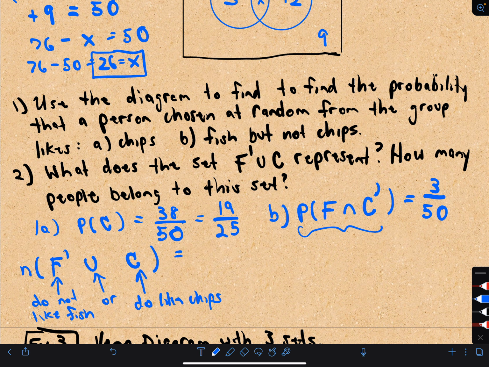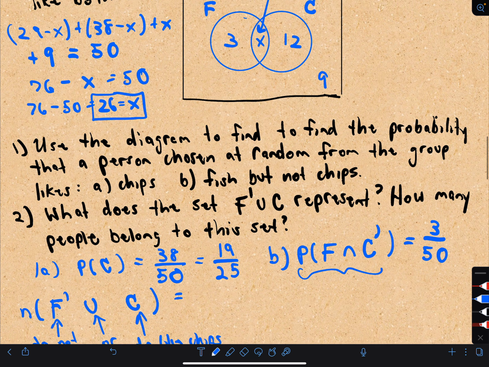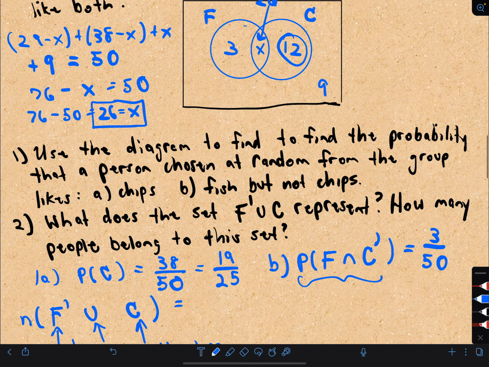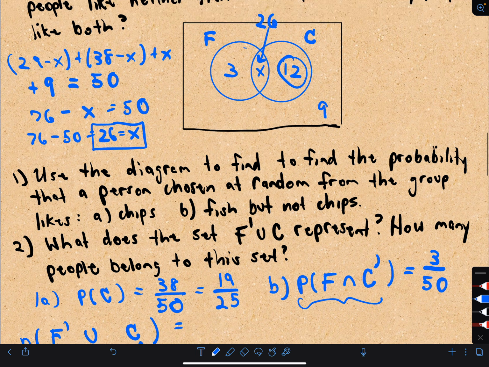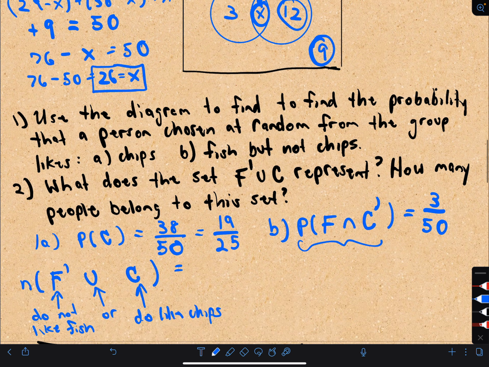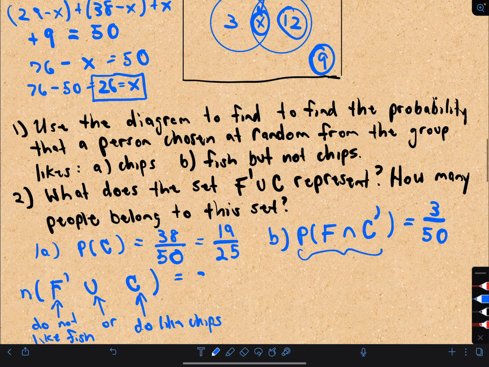So let's see. If they don't like fish, that means they do like chips. And again, as long as they like chips, that's okay as well. So we'll also include this overlap. And then we'd also include the people that don't like either. So in this case, we would have our value of x, which we said is 26, plus 12, plus 9, and that's going to give us a value of 47. So 47 people either do not like fish or they like chips.